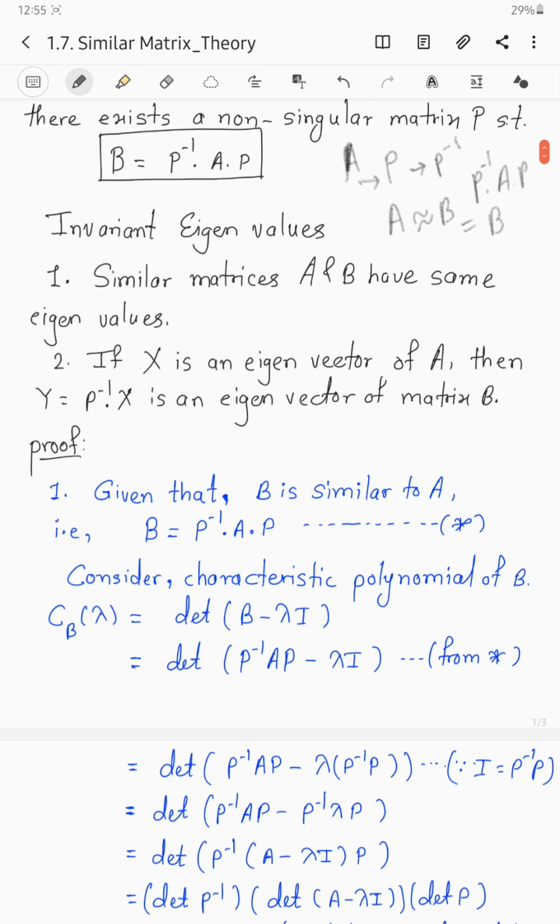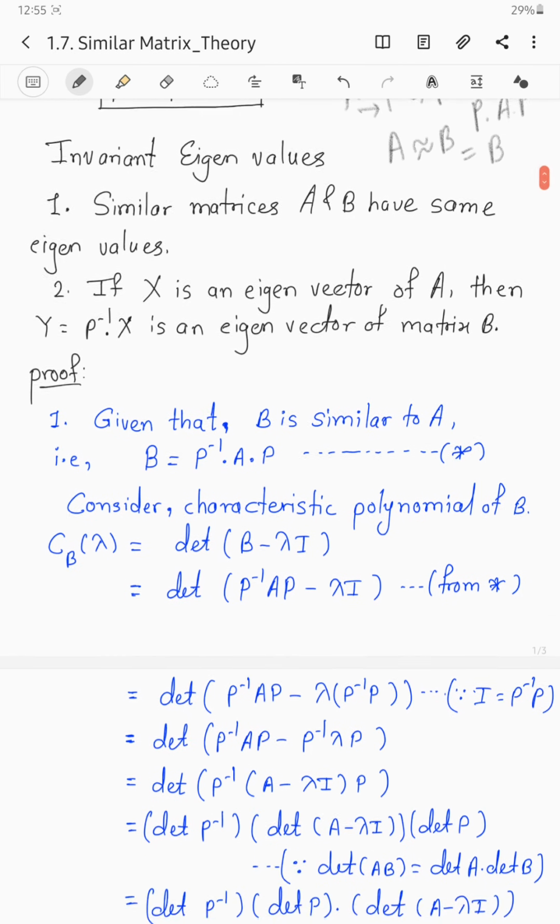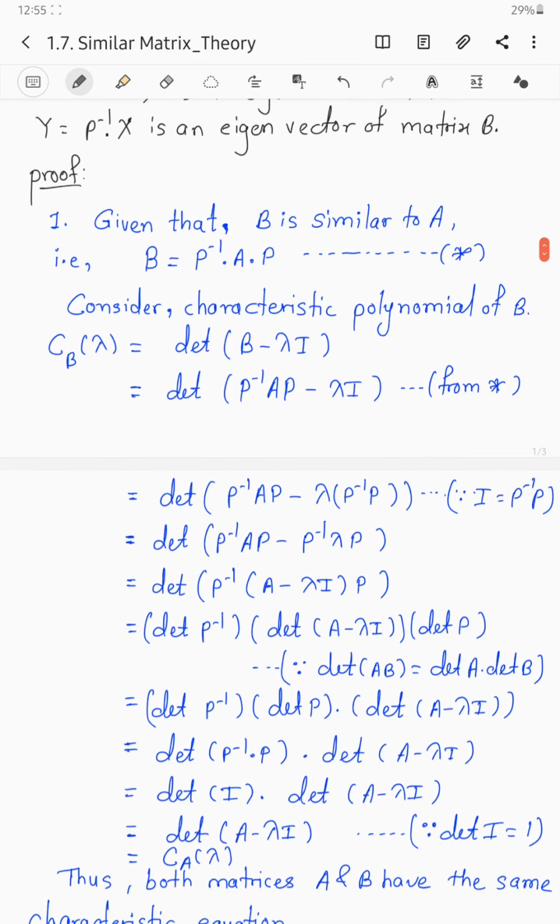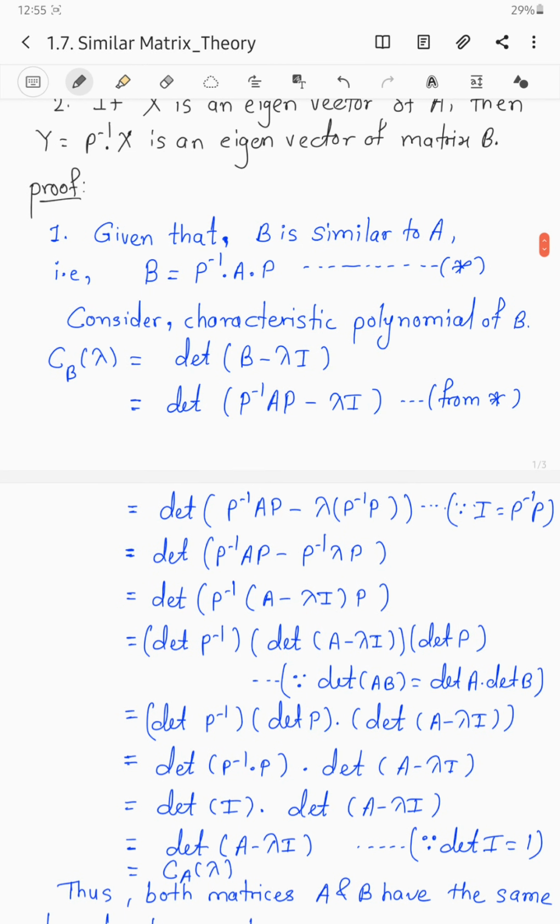These are two invariant eigenvalue properties. First, we will see the proof of the first. Our first property is that similar matrices A and B have the same eigenvalues. Let us see the proof. Given that B is similar to A, from the definition we can say that B can be written as P inverse A P. Say this is equation star. Now we have to show that the eigenvalues of B and A are the same. Eigenvalues come from the roots of the characteristic polynomial. So first we will find the characteristic polynomial of A and B.